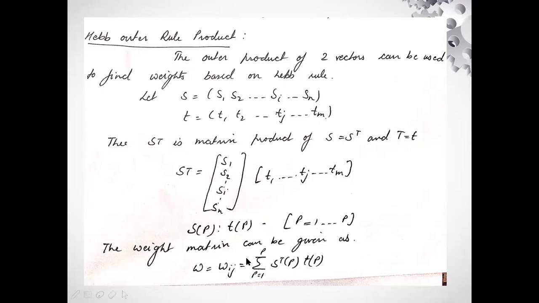How are we going to calculate the weight matrix? We are going to calculate the weight matrix as the summation for P equal to 1 to P of sP transpose multiplied by tP. Why the transpose? Because we have to calculate the transpose of s. This is given here and multiplied by tP, that is the capital T denoted by small t. Okay.